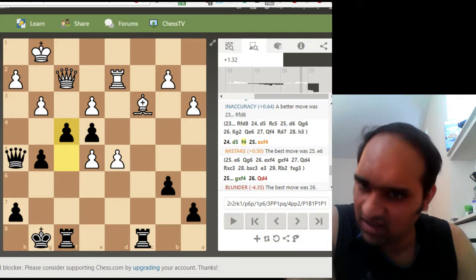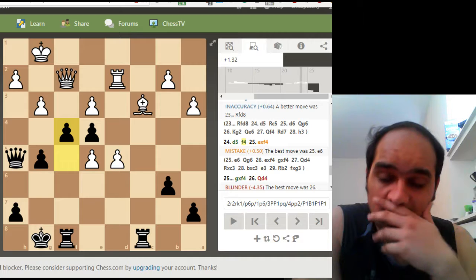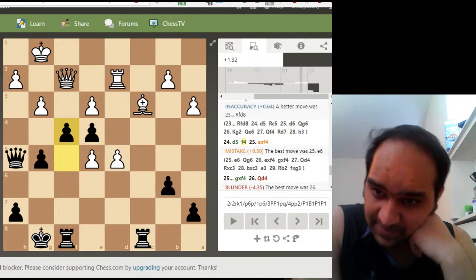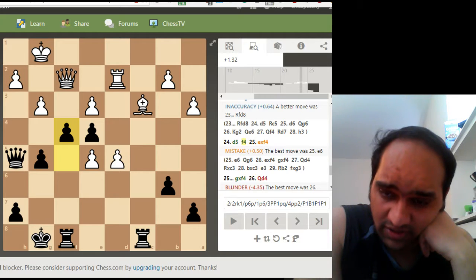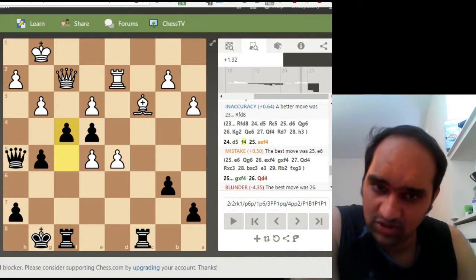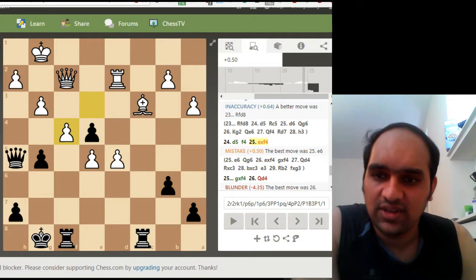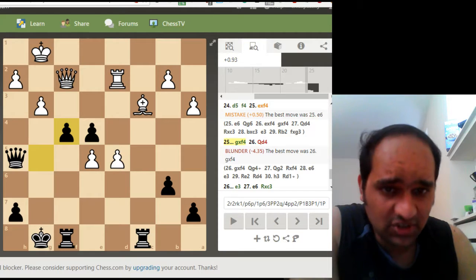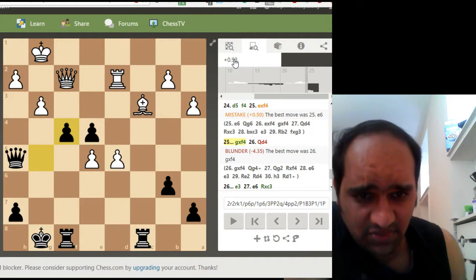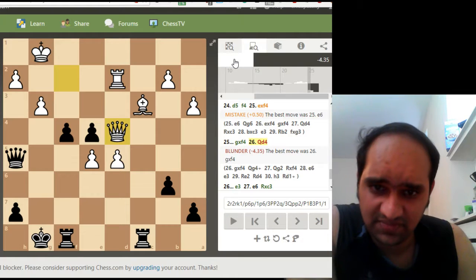Now I didn't really have a plan, I was just trying to figure out some way to neutralize his pawns going forward. So the only way to neutralize his attack is by attacking back. The computer still says that his position is actually quite better, 0.93. So this is where I got the brilliant idea.